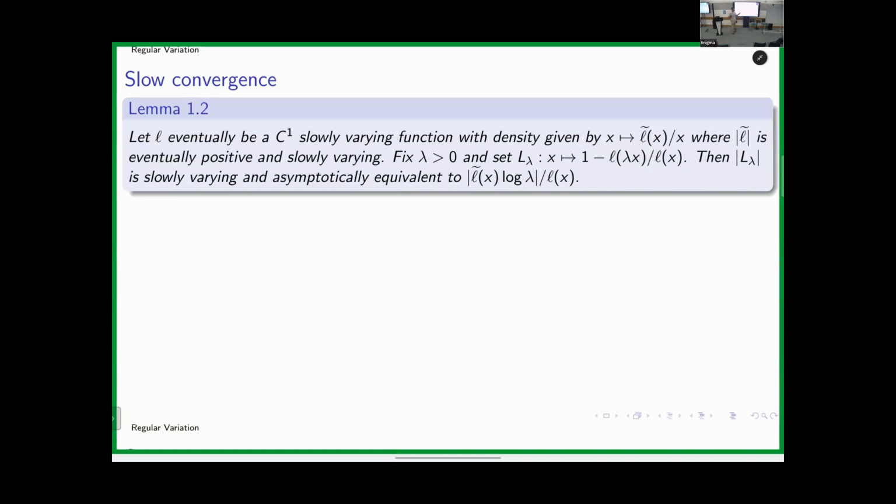You assume that L tilde is slowly varying. Yes, I'm assuming that this guy is differentiable and that its derivative, when I put the modulus on this L tilde, is slowly varying. Then we're all good. But you assume that L tilde is slowly varying. It's not part of the lemma. It's part of the assumption. The conclusion is in the second sentence.